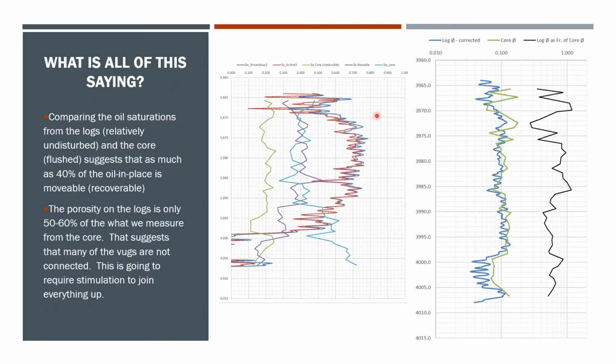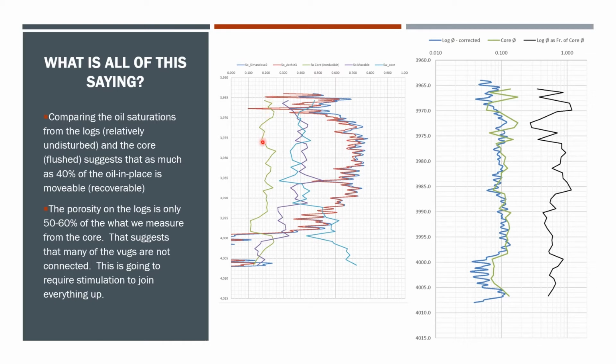So, what did all of that tell us? Well, by comparing the oil saturations from the logs and the cores, it tells us that 40% of the oil in place is movable. The log data shows saturations in the 70-80% range out here, 60% down here, 50% closer to the bottom. But you can see we've got terrific saturations of oil out here.